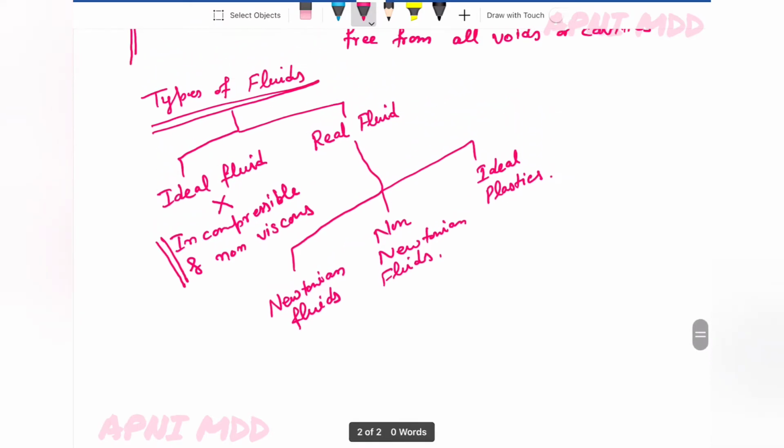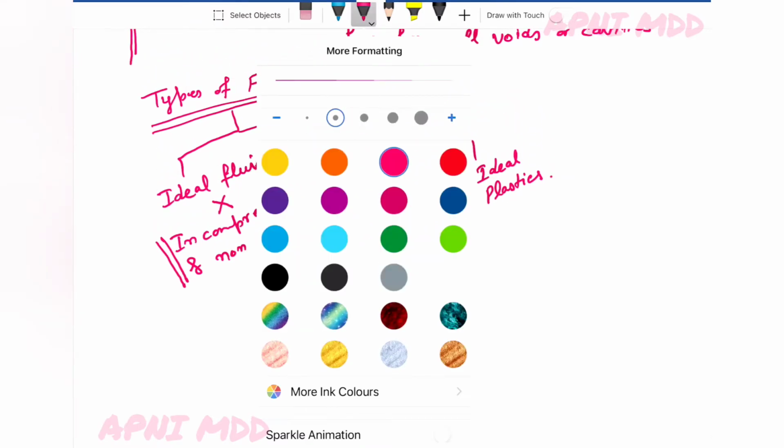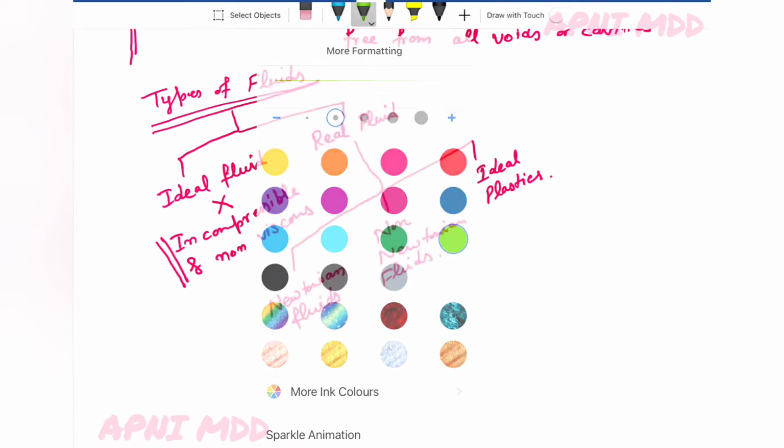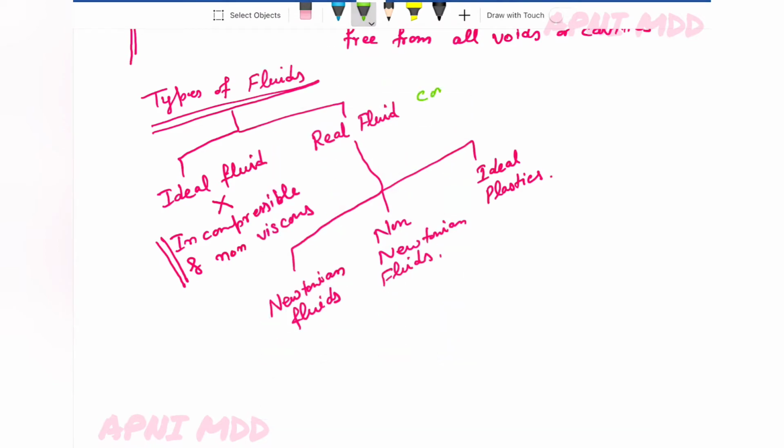Okay. Now real fluids, you can call, these are the fluids which have some compressibility and viscosity. So in all these three types, we have some compressibility as well as some viscosity. So now we take these fluids one by one.